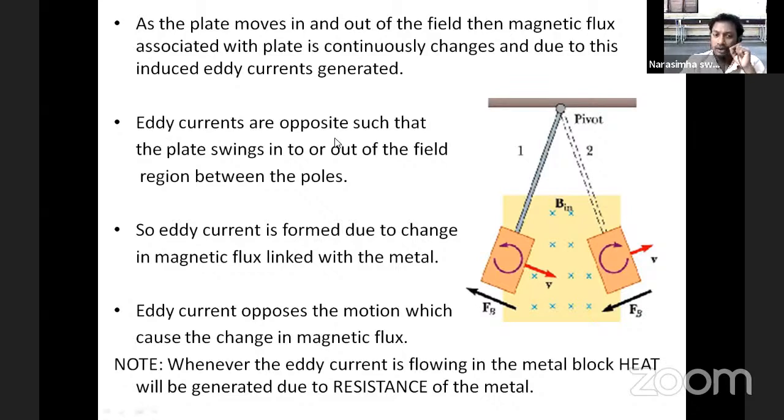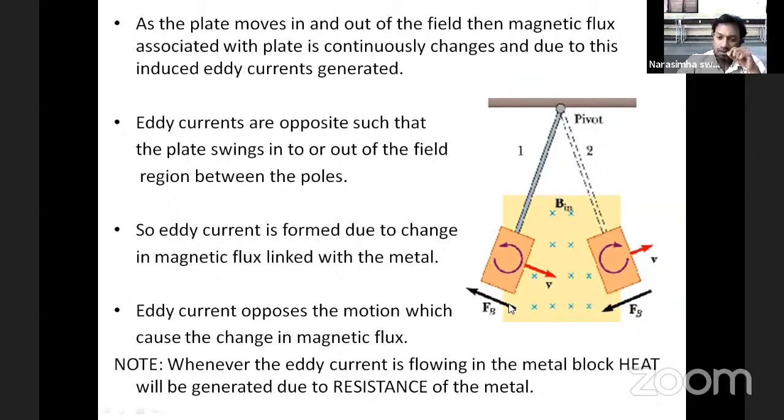So eddy currents are opposed such that while the plate enters into or out of the field region between the poles. That's what we discussed. But whatever the induced current is generated, observe this diagram. This red arrow indicates that it is moving inside with a certain velocity. So while it is entering into the field, the current is generated, and the current is flowing in anti-clockwise direction.